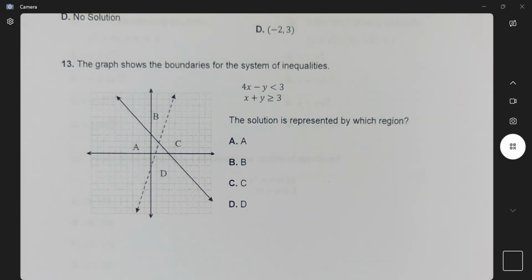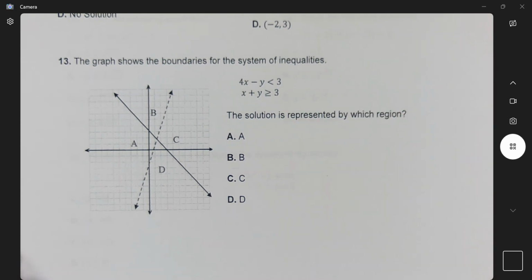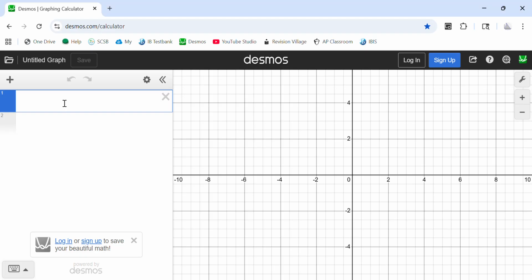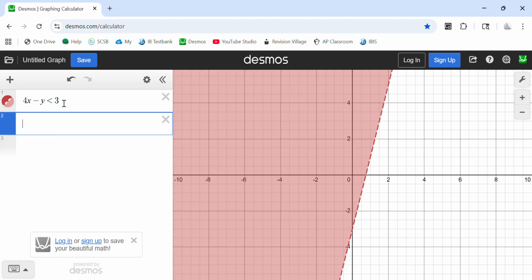Okay, so number 13 just says the graph shows the boundaries for this system right here, and which of these 4 zones is the solution. And you know what, I'm not trying to do this thing by hand. I'm gonna go ahead and put it on Desmos. I just need to make sure that I type these 2 things perfectly. So straight to Desmos we go. The first one is 4x minus y, and then it says less than. Remember, that is going to be over by the comma, down by the space bar. So shift the comma button, and then 3, and then go down to the next one, x plus y.